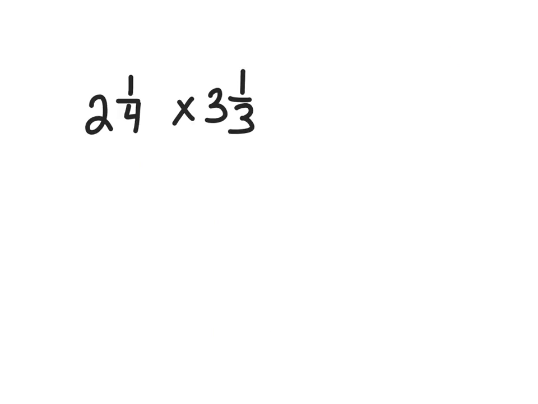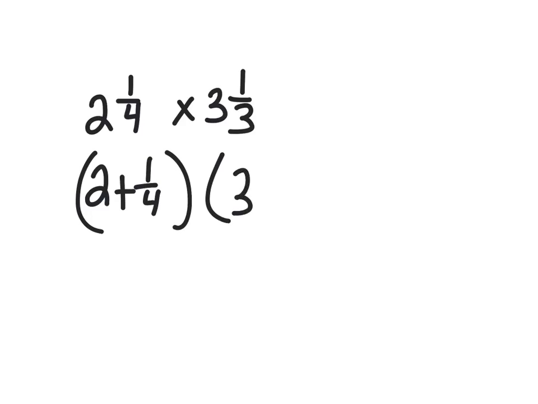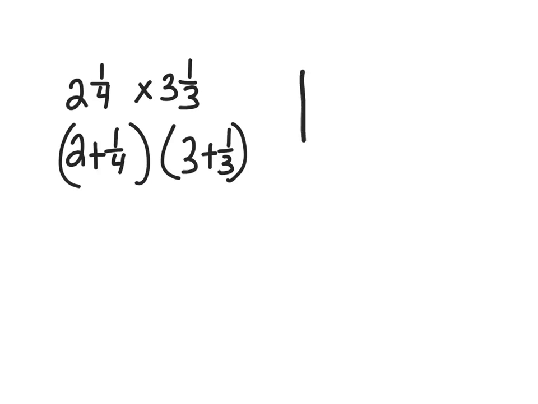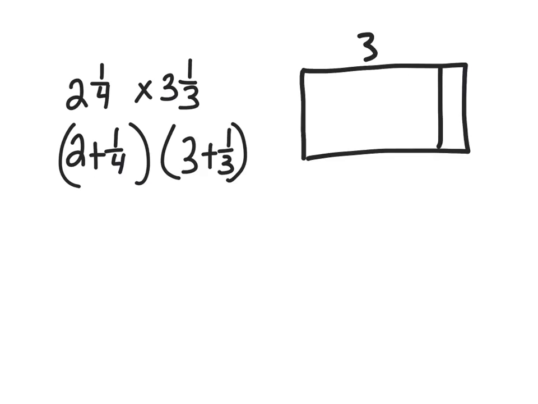I keep doing that. You could use the distributive property to multiply 2 mixed numbers. I'm going to break up 2 and 1/4 and express it as 2 plus 1/4. I'm going to multiply that by 3 plus 1/3. In this case, an area model really comes in handy, so I'm going to draw my area model and break up my 3 and 1/3 and my 2 and 1/4. It really doesn't matter what you put on either side.